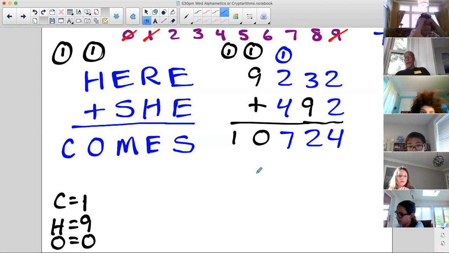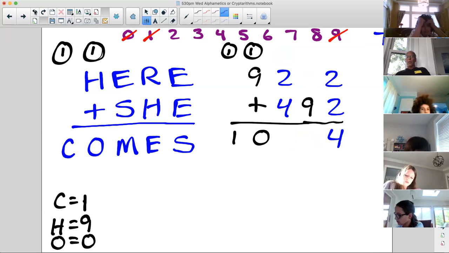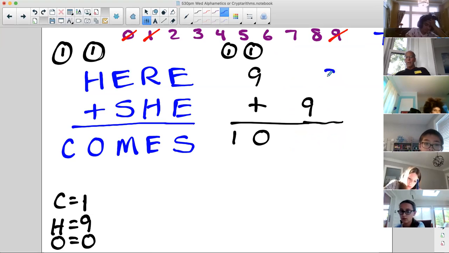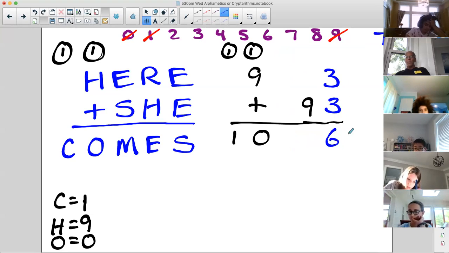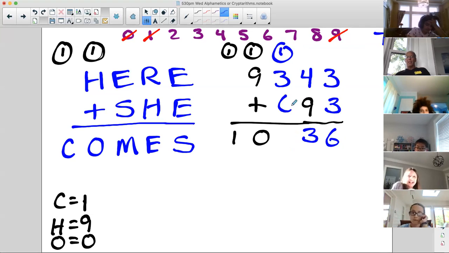But what's the problem with that? Nothing carries over. Nothing carries to what place value? The thousands. Yep, nothing carries to the thousands. So Adalia, I would agree with you. It can't equal 2. Now, can E equal 3? For the same reason, 3 plus 3 is 6, R would have to be 4, carry, S would be 6.